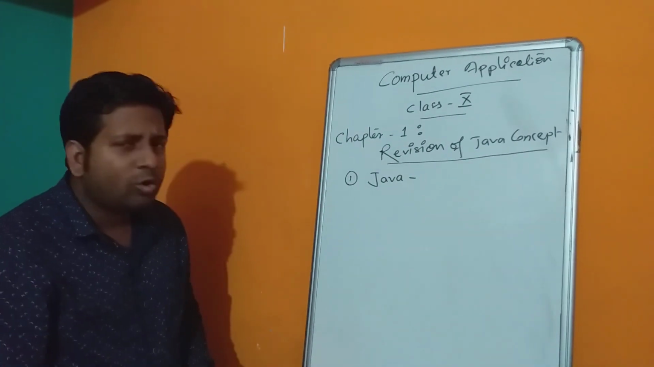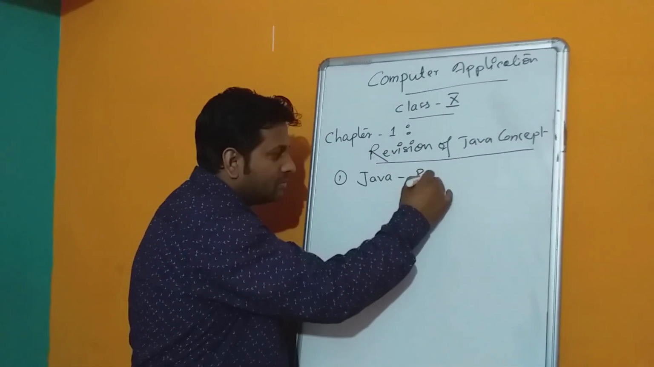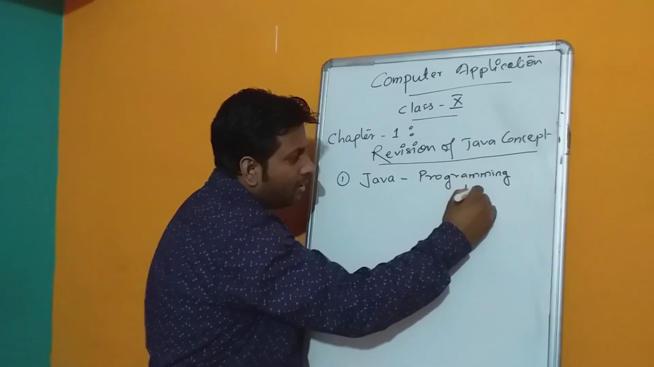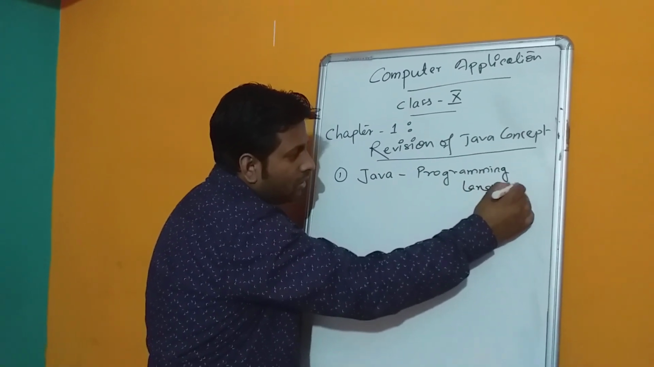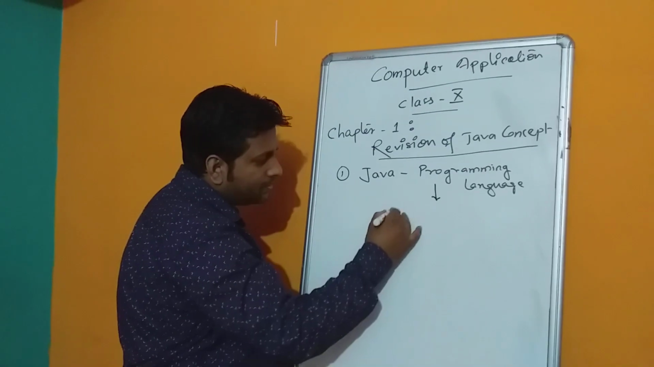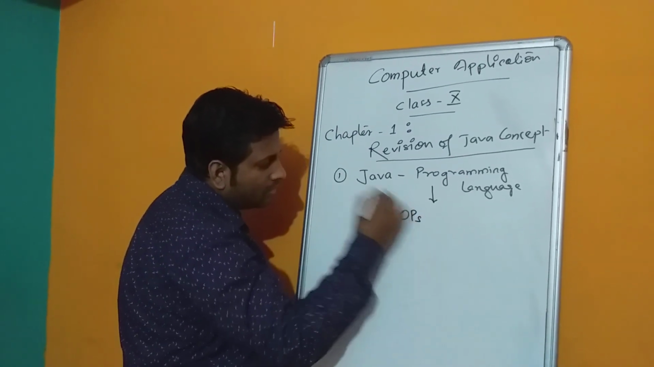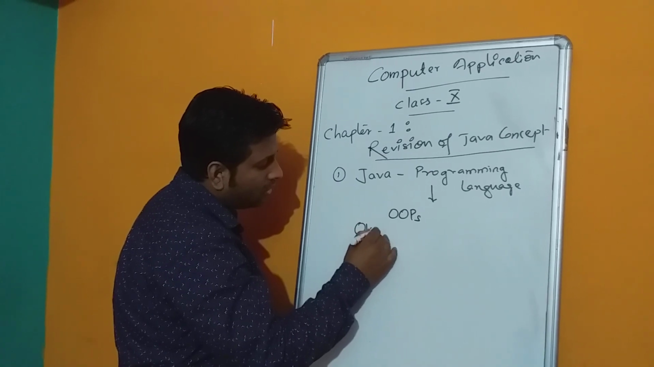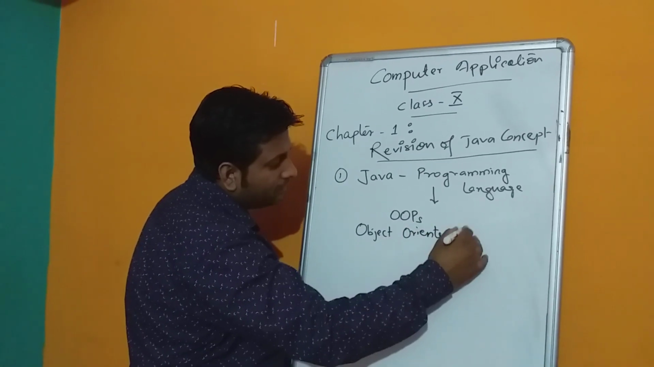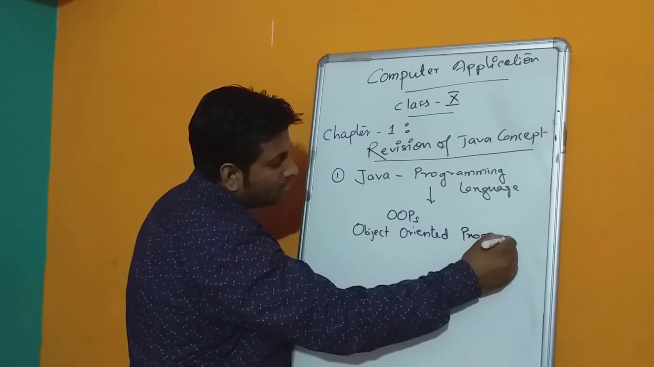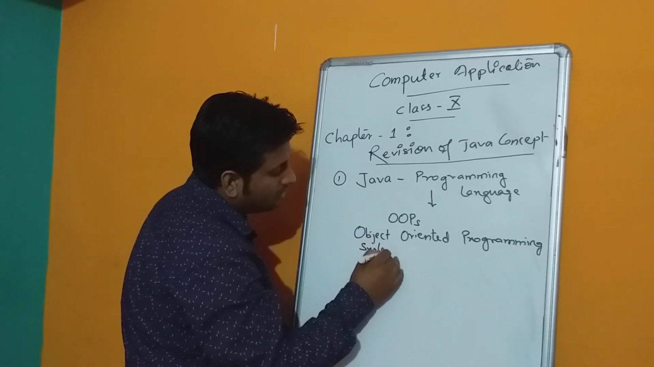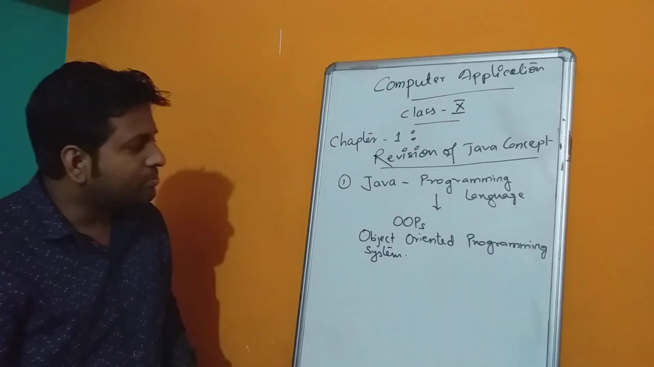Okay, so we all know that Java is a programming language, and it follows the architecture known as OOPS. Full form is Object Oriented Programming System. So let me tell you what is OOPS.